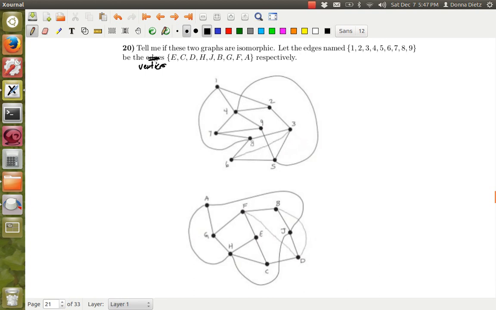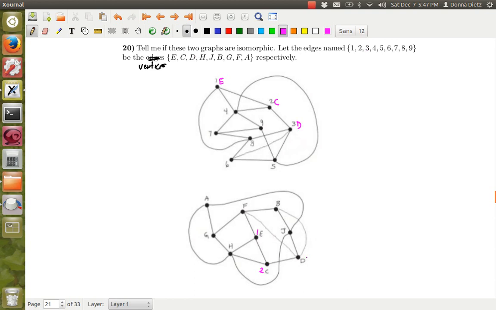What you need to do is do an inventory of each individual edge and see if they're in both graphs. So because we have the list, we could just start saying, 1 goes with E. So you could put the E here, and E is 1. 2 is C. This is if it works. 3 is D.